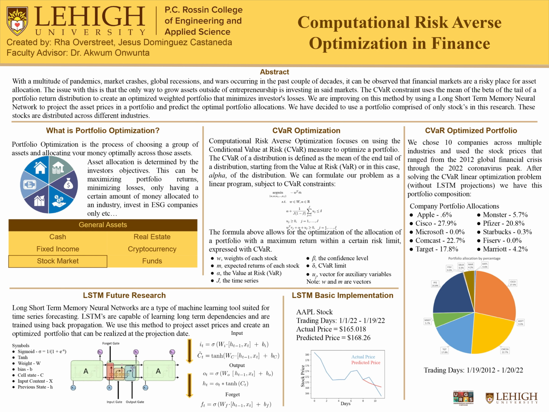A basic implementation of LSTM can be observed with this example of Apple stock being predicted 18 days in advance, where the actual price is 165.02 cents and the predicted price is 168.26 cents. In conclusion, we're striving to create a system that'll allow us to create CVAR optimized portfolios for different holding periods using LSTMs to predict asset price. We believe this research could help the everyday person navigate the tumultuous nature of the stock market.